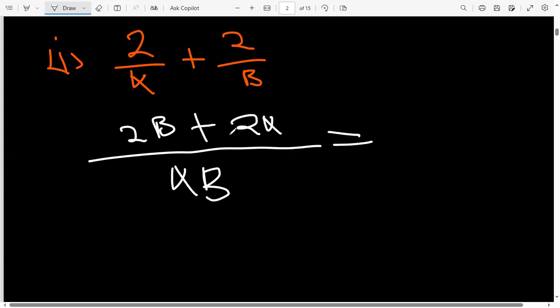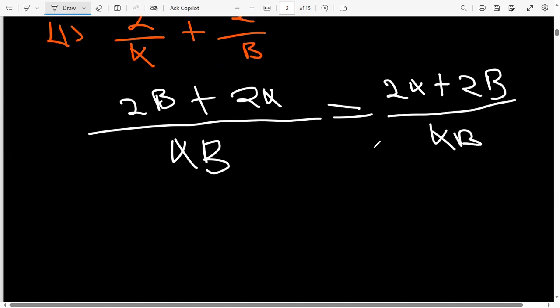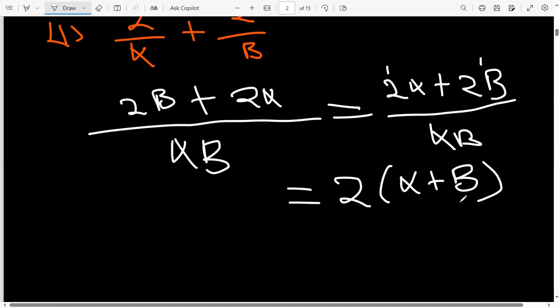But we see that whatever we have on top here, since addition is commutative, it doesn't matter the order in which you add things, you always get the same answer. So we can write this as 2 alpha plus 2 beta. And down there, we still have the alpha multiplied by beta. From here, we can factorize the 2 on top, because it appears in both terms. So what are we going to remain with? We are going to remain with alpha plus beta, and then divide all this by alpha multiplied by beta.